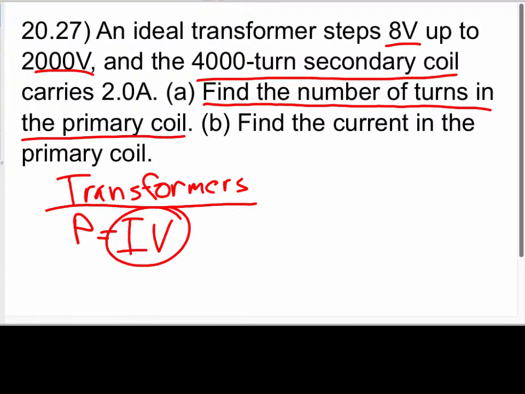As you increase the voltage, what would happen in a transformer to the current? Current goes down. Yeah, and vice versa. Does that make sense?